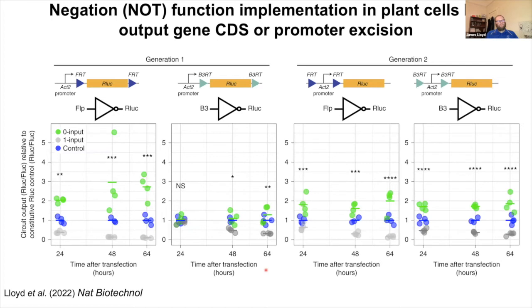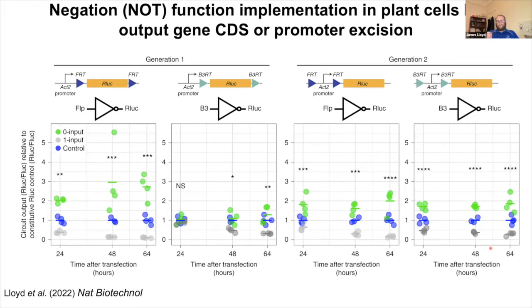So I redesigned the constructs to target the promoter region, and for both FLP and B3 circuits, we see good repression even after 24 hours. So again, a really great example of context-specific activity. So, you know, synthetic biology, we need to test parts, we need to explore things in detail.